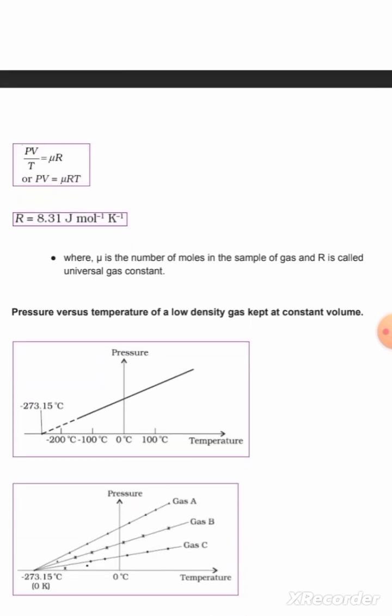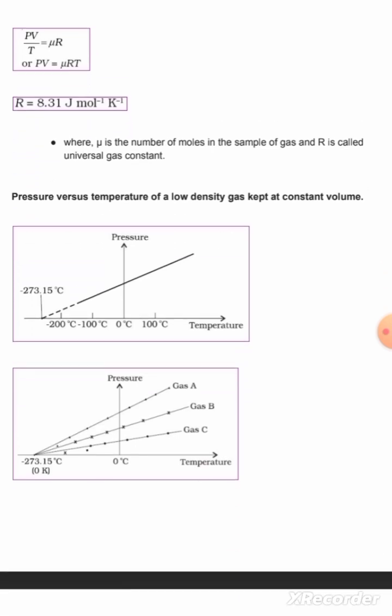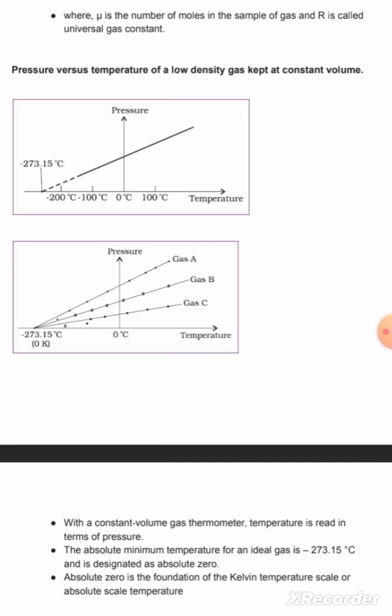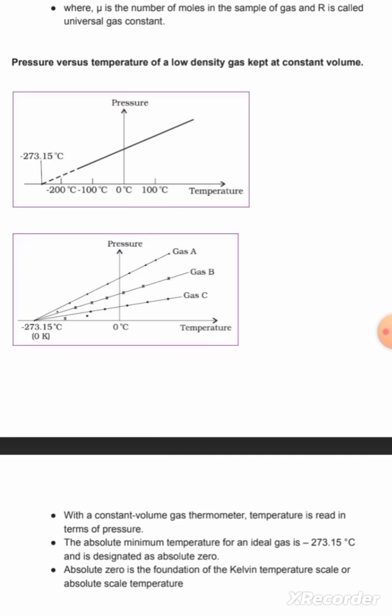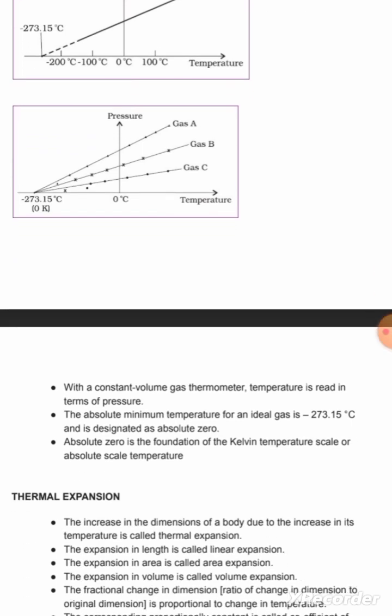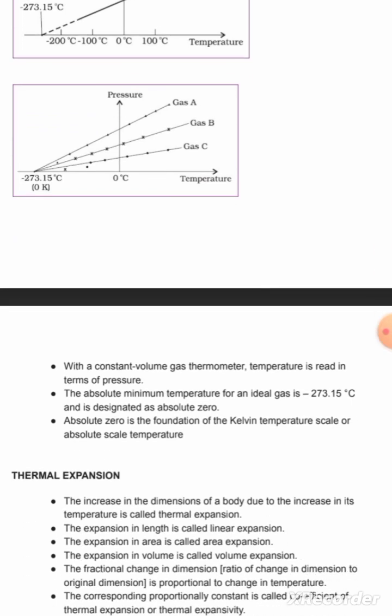Now the pressure versus temperature of a low density gas kept at a constant volume. As we increase the temperature, the pressure is increased. Volume is constant. With a constant volume, gas thermometer is read in terms of pressure. The absolute minimum temperature for an ideal gas is minus 273.15 degrees Celsius and is designated as absolute zero. Absolute zero is the foundation of Kelvin temperature scale or absolute scale temperature.